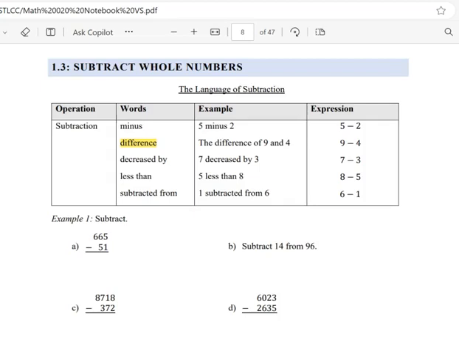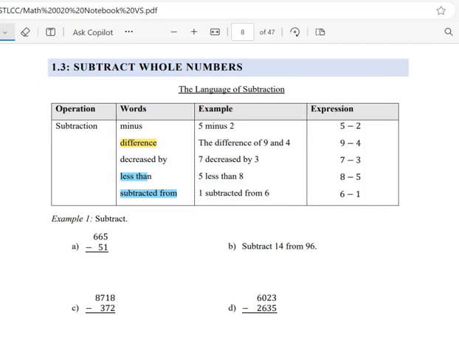And then you would have decreased by, less than, and subtracted from. Those are a couple of other ways you can express subtraction. And I want you to look at the last two, because those are the tricky ones. So you do less than and subtracted from. So take a look at when you are actually writing 5 less than 8. That means 8 minus 5.